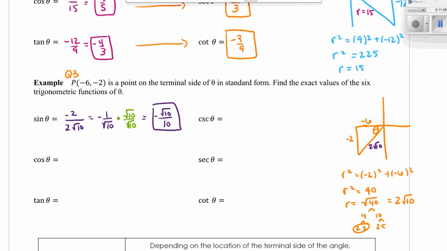Cosine is the adjacent over the hypotenuse, so the adjacent is -6 over 2 root 10. Again, we can simplify -6 and the 2, which gives us -3 over the square root of 10, and then we have to rationalize that.